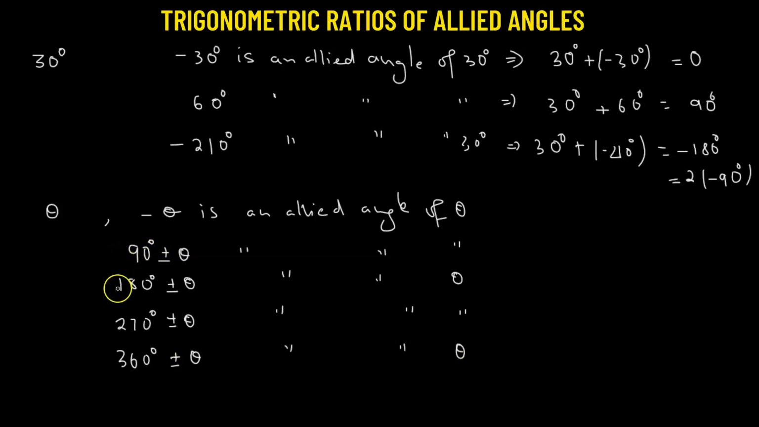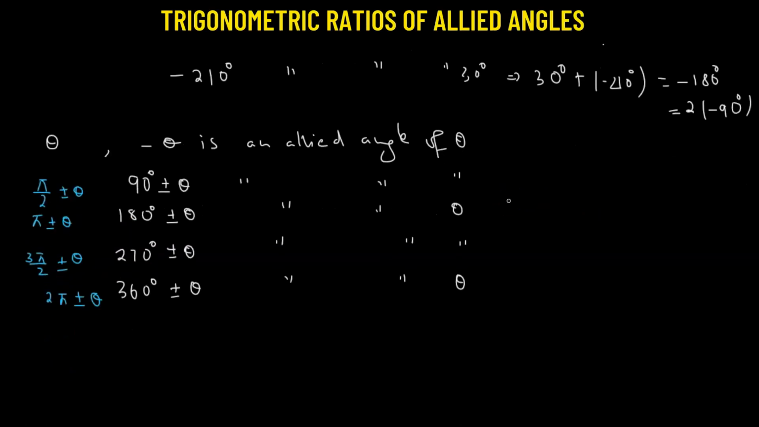We have measured all the angles in terms of degrees. We can also convert them to their respective radian measures. Now 90 degrees will be pi over 2 plus or minus theta. 180 degrees will become pi radians plus or minus theta. 270 degrees will be 3 pi over 2 radians plus or minus theta. And 360 degrees will be 2 pi radians plus or minus theta. And then the sum or the difference of two allied angles is going to be either 0 or a multiple of pi over 2 radians.